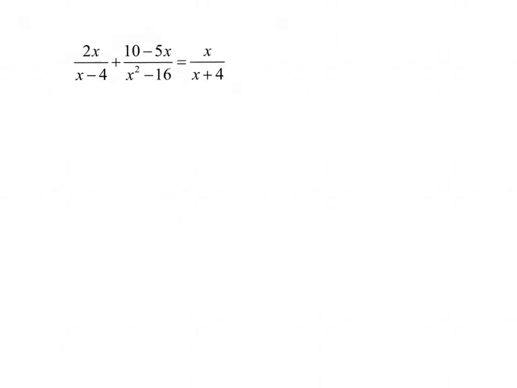So our next example is 2x over x minus 4 plus 10 minus 5x over x squared minus 16 equals x over x plus 4. Now, just because our denominator is x squared minus 16 doesn't mean it's part of our LCD, because if we factor that, we get x minus 4 times x plus 4. And if we look, that's just our other two denominators. So our LCD is going to be x plus 4 times x minus 4.